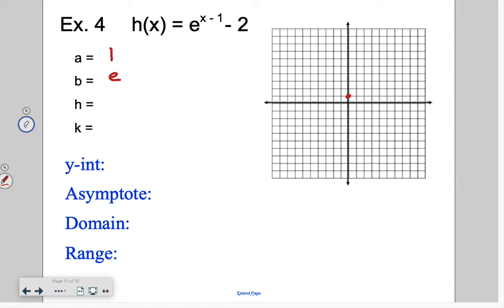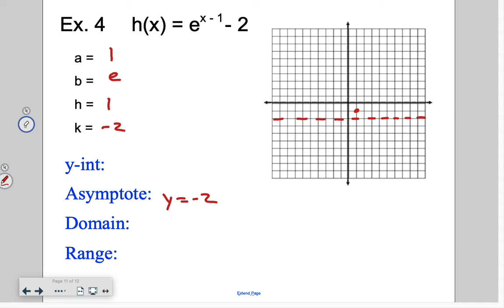And let's now move it. Horizontal, where are we going? 1. 1 to the right. Vertical, down 2, which means the asymptote is at y equals negative 2. So let's take that point and the asymptote and let's move it 1 to the right and down 2. There's your new point, new asymptote after the shifts.